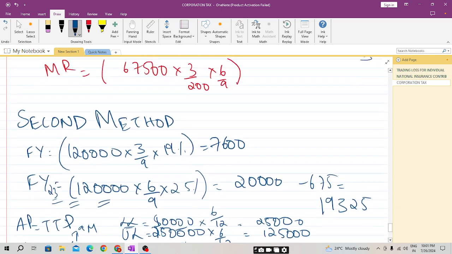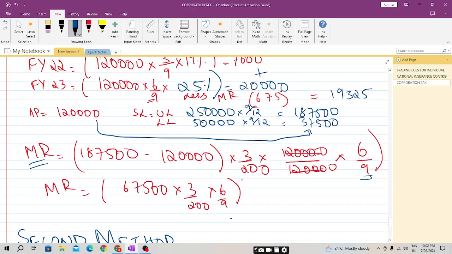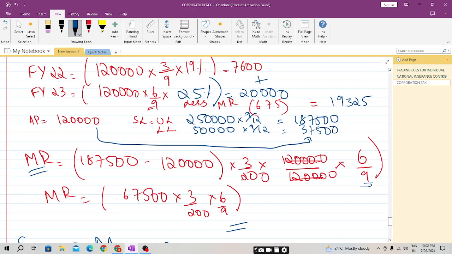I hope the second method is clear. But students, you follow only the first method. Do not concentrate on the second method. Only follow the first method.